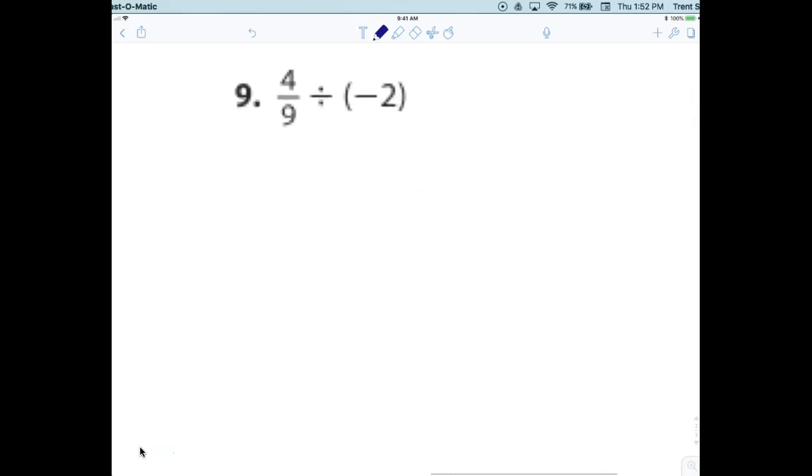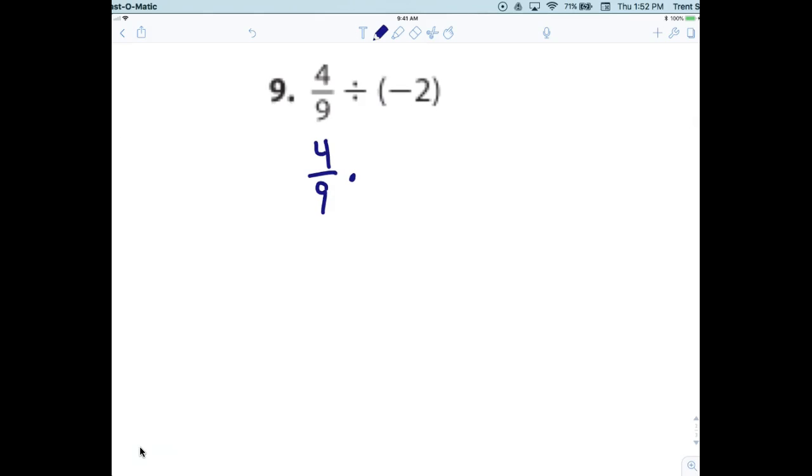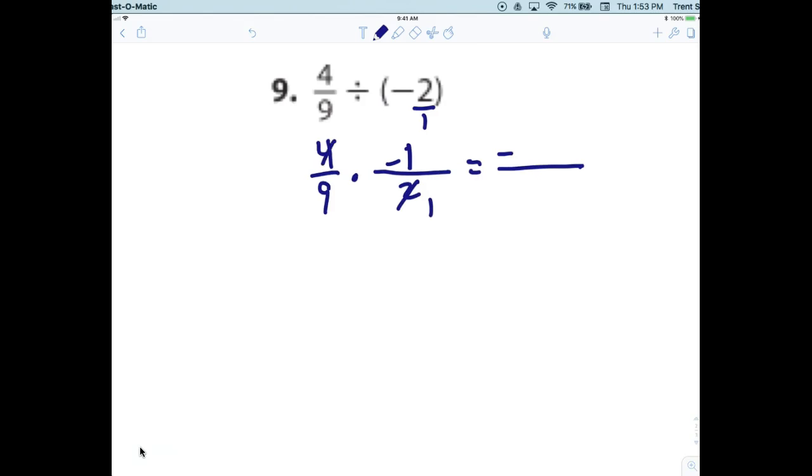All right, let's check out number 9. Uh-oh. So this would be 4/9 times what? Negative 1/2. Everybody see, because negative 2 is the same as 2 over 1. You change division to what? Multiplication, and then you do the what? Reciprocal. You hear me, right? Can I reduce anything? Is the answer positive or negative? The 2 goes to a, 4 goes to a, final answer, negative 2 over 9.